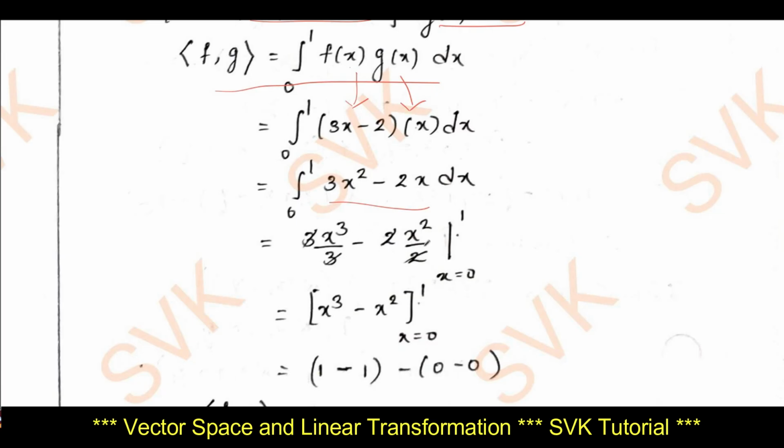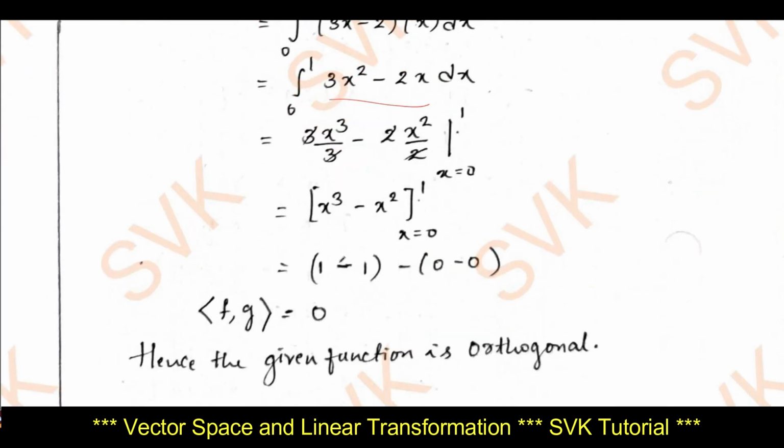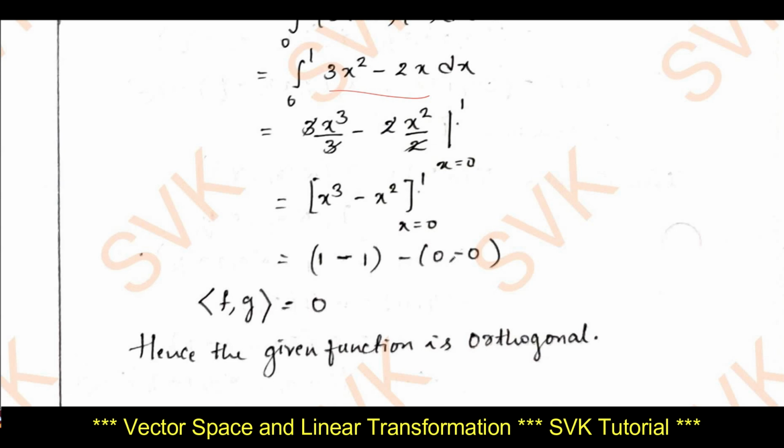3 and 3, 2 and 2 get cancelled. You are left with x cube minus x square, limit x equal to 0 to 1. Substituting the limits, upper limit 1 minus 1, minus lower limit 0 minus 0. 1 minus 1 is 0, 0 minus 0 is 0. So the final answer is 0. So the given inner product is equal to 0. Hence we can say that the given functions are orthogonal. So this is the way of solving the given problems, and it is easy to solve.